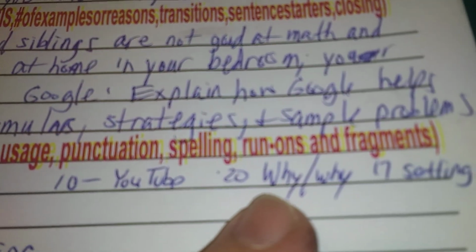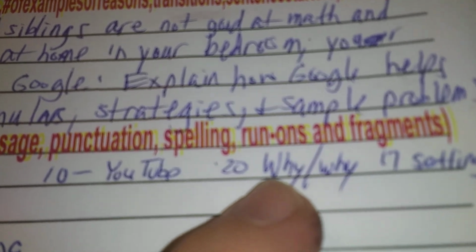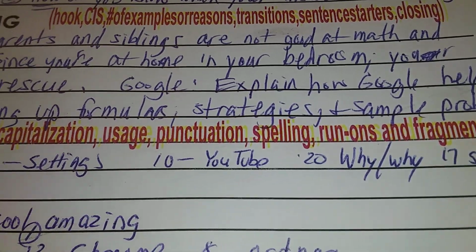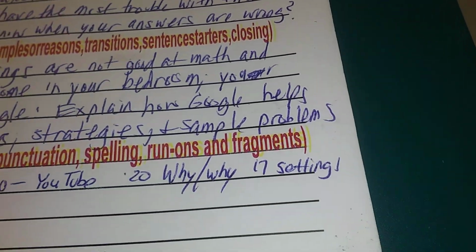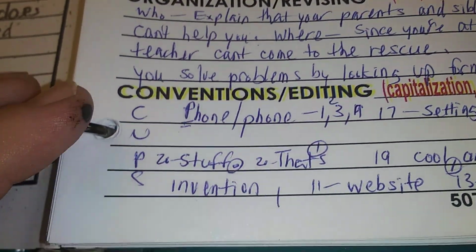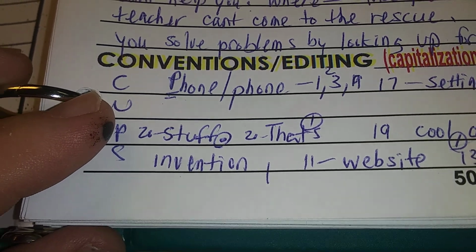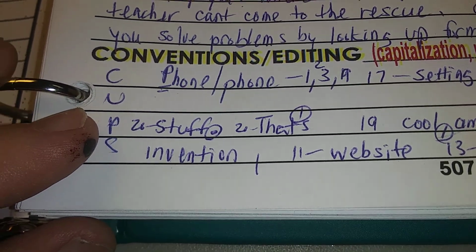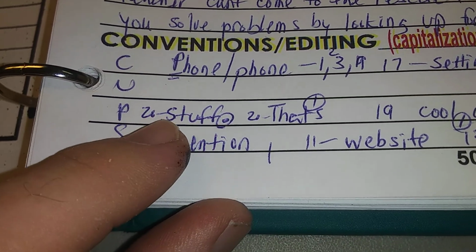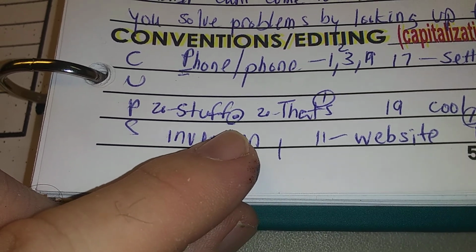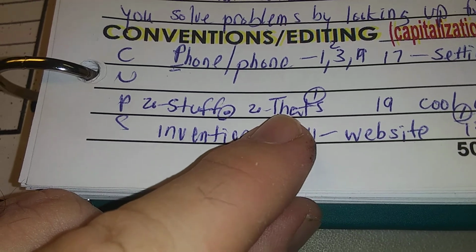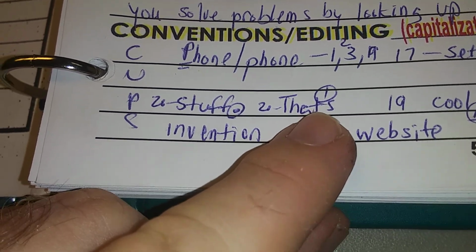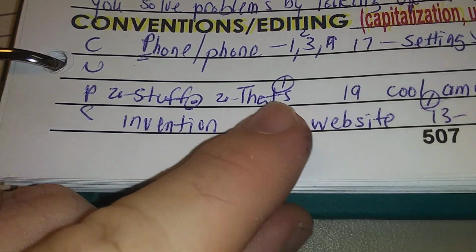Line 20, Y capital needs to become Y lowercase. And we already mentioned settings, so I won't have to mention it twice. Okay. There weren't too many usage issues, but with punctuation, on line 20, the word stuff needs a period after it. On line 20, since we're starting a sentence, capital that, apostrophe S, punctuation.